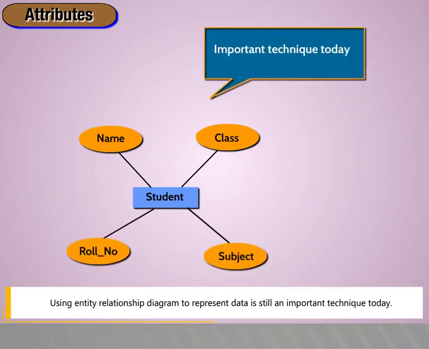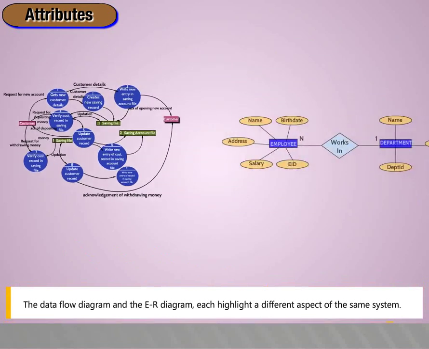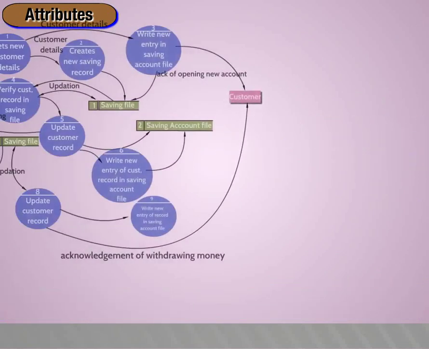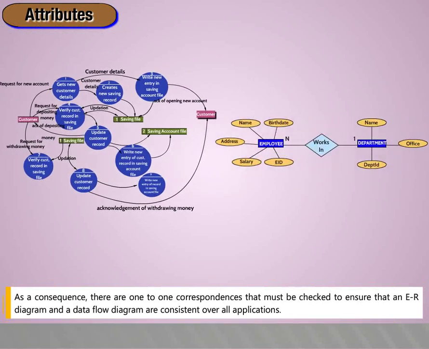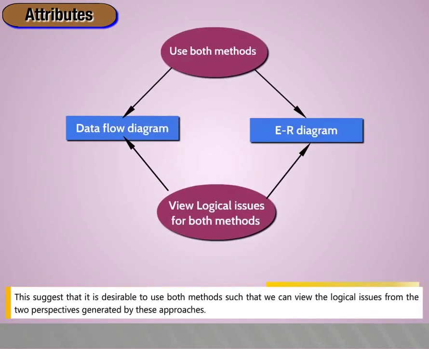Using entity relationship diagram to represent data is still an important technique today. The data flow diagram and the ER diagram each highlight a different aspect of the same system. As a consequence, there are one-to-one correspondences that must be checked to ensure that an ER diagram and a data flow diagram are consistent over all applications. This suggests that it is desirable to use both methods such that we can view the logical issues from the two perspectives generated by these approaches.